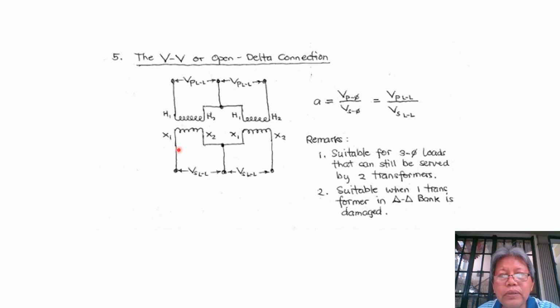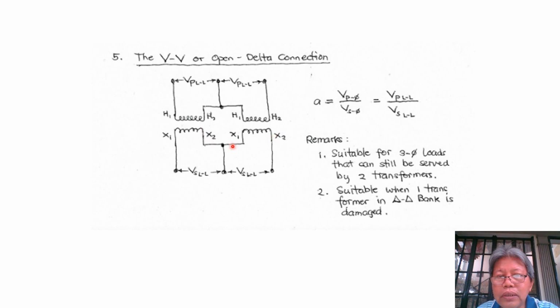Now the fifth connection is what we call the VV, or the open delta connection. Now this kind of connection is resorted to when we have only two single phase transformers and the existing load can be served by the two transformers. So it doesn't warrant an additional transformer for a three-phase connection, since the load is still small that the two transformers can still serve. So we have this connection.